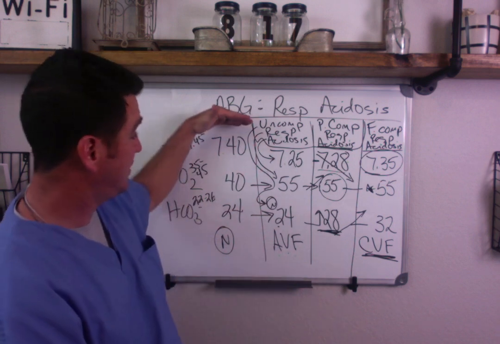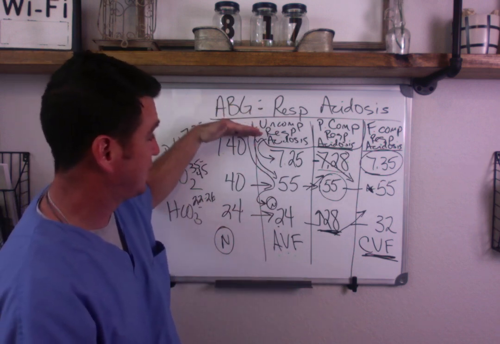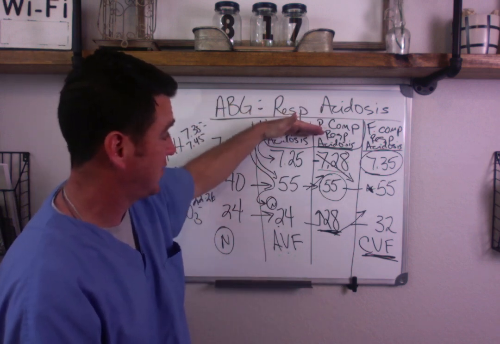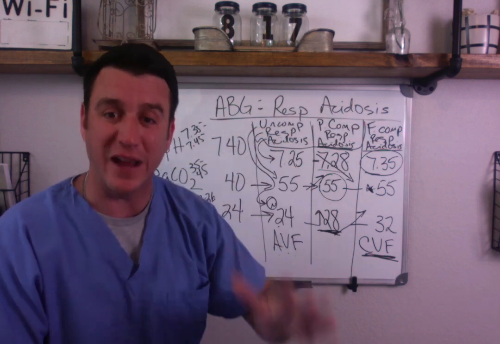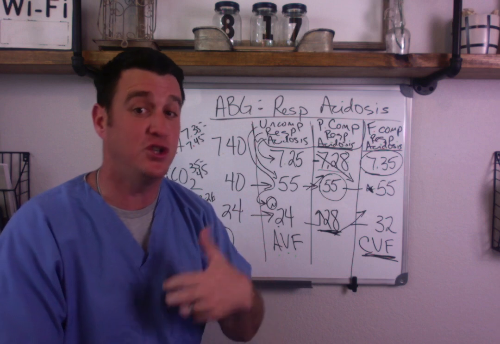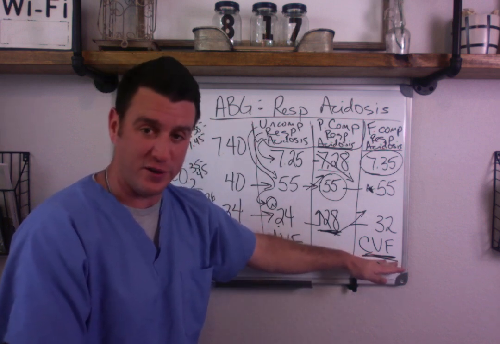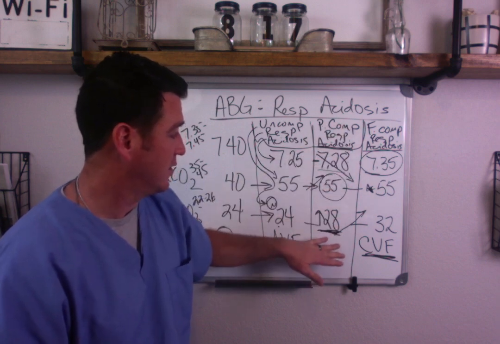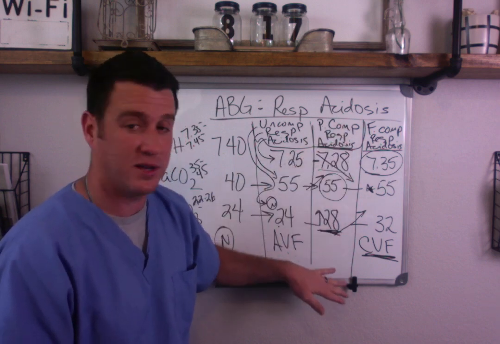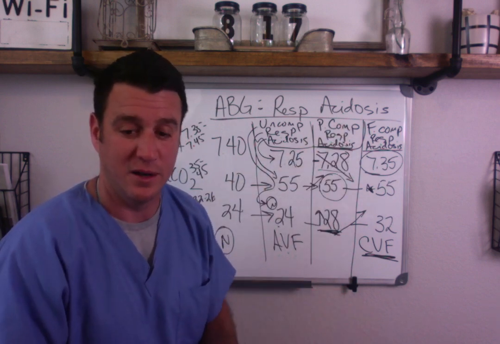Basic interpretation, right here. Uncompensated respiratory acidosis. Partially compensated respiratory acidosis. Fully compensated respiratory acidosis. Advanced interpretation tells you that you understand chronic vent failure. Acute vent failure. Now there's not any of this right now, okay? So we'll talk about that in just a little bit.